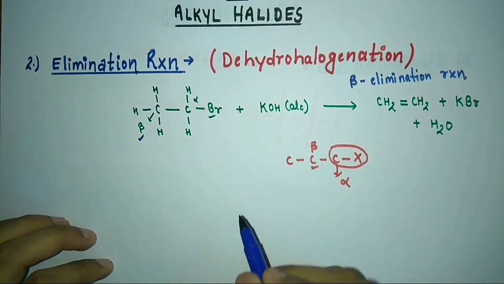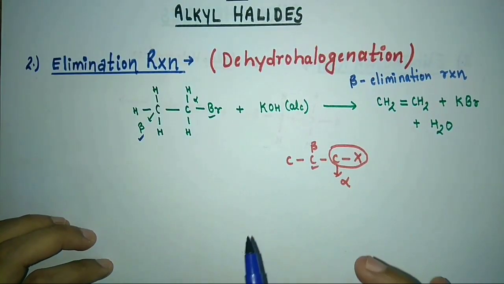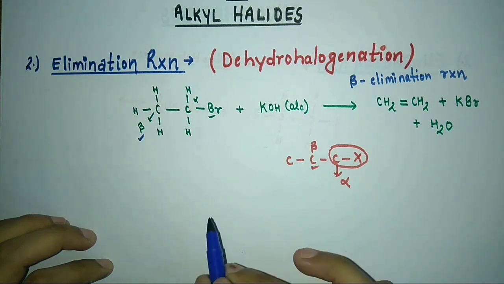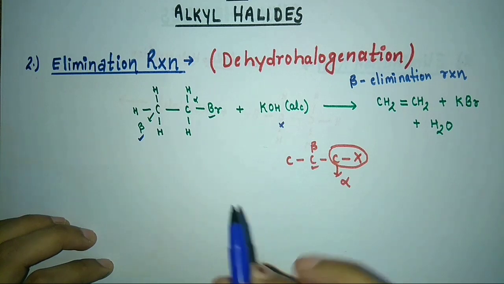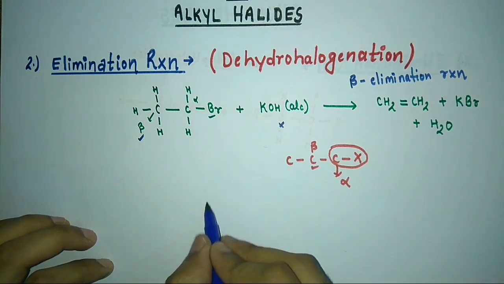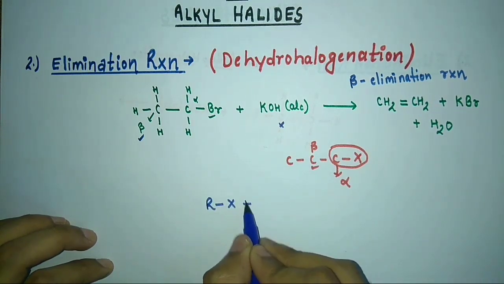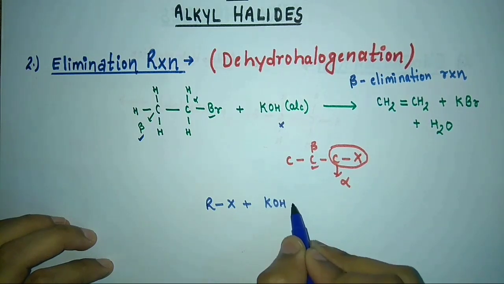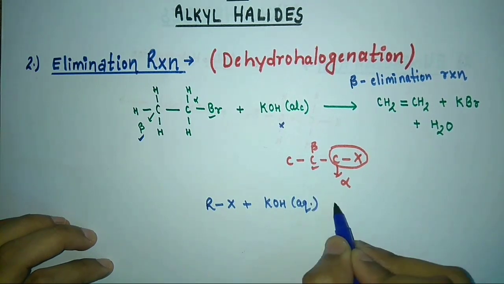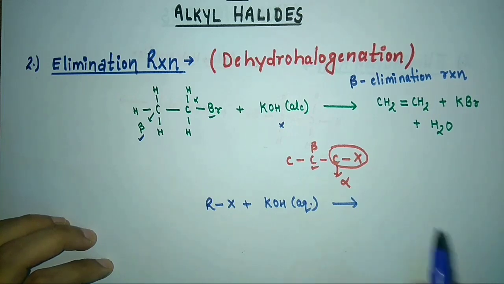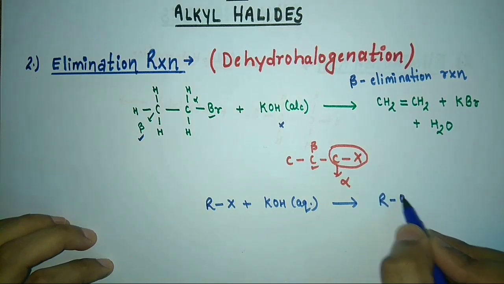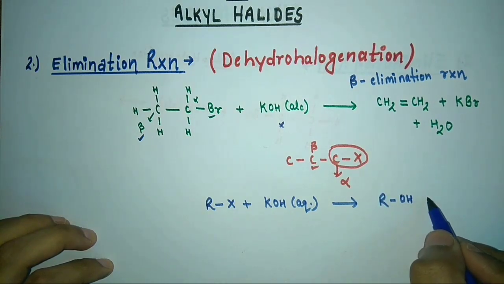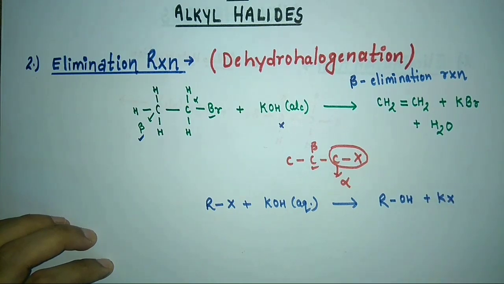Okay, now remember students, I had told you that when haloalkane is treated with the aqueous KOH, not alcoholic, when haloalkane is treated with the aqueous KOH, then what will happen? This is RX plus KOH. Okay, this is aqueous. Then what will happen? It will be the case of normal nucleophilic substitution reaction, and simply ROH will be formed as the product and this will be KX.